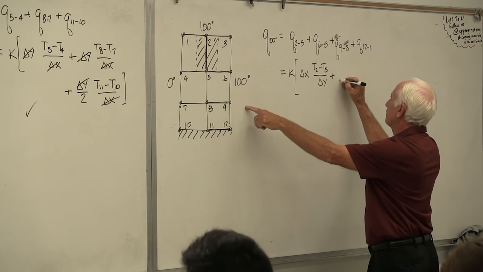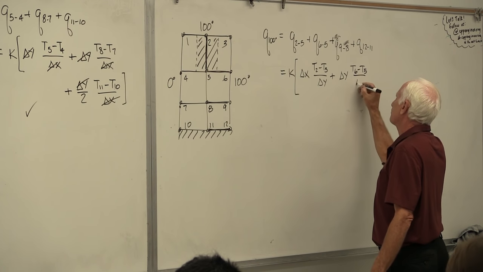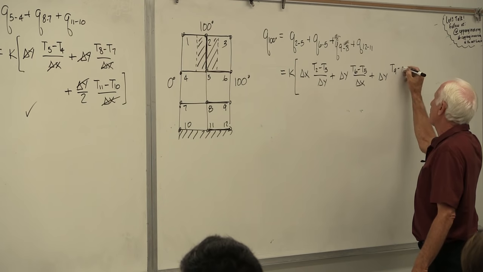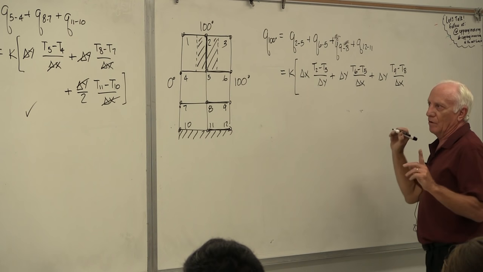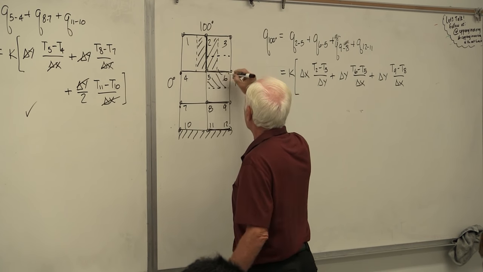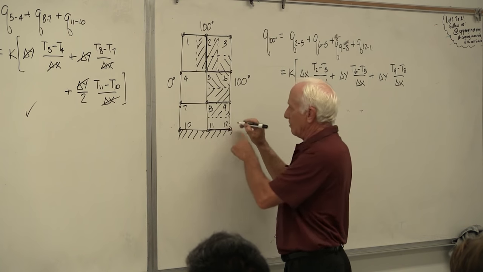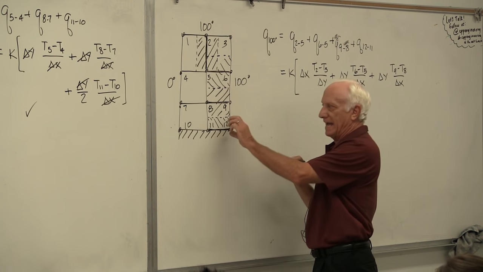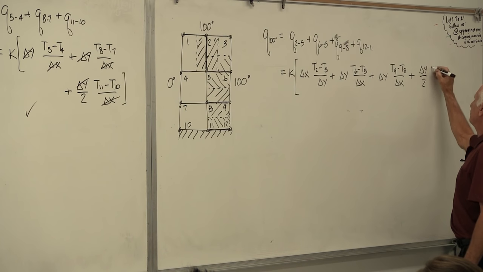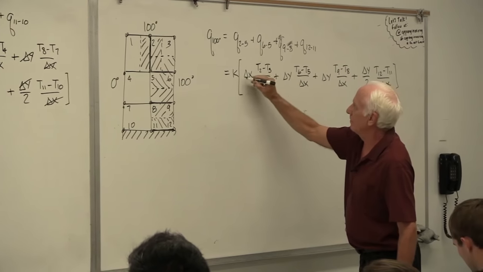Keep going. 6 to 5. Keep going. 9 to 8. Keep going, but watch out because now the area is half again. Half delta y over 2. Simplify it. Square grid.